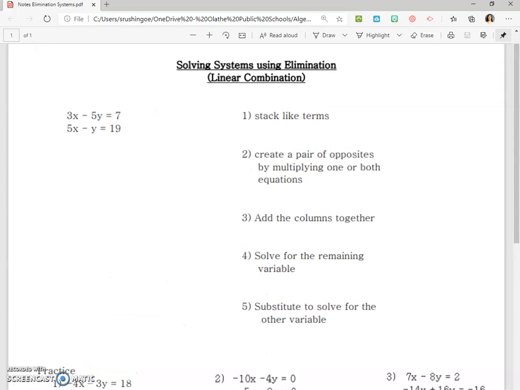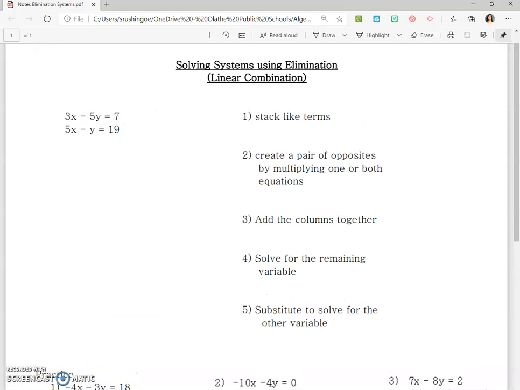So in this lesson, we're going to take a look at how to solve a system by using elimination, or sometimes it's known as linear combination. And it is my favorite way. I just like it because it ends up getting rid of things and just makes things more simple.